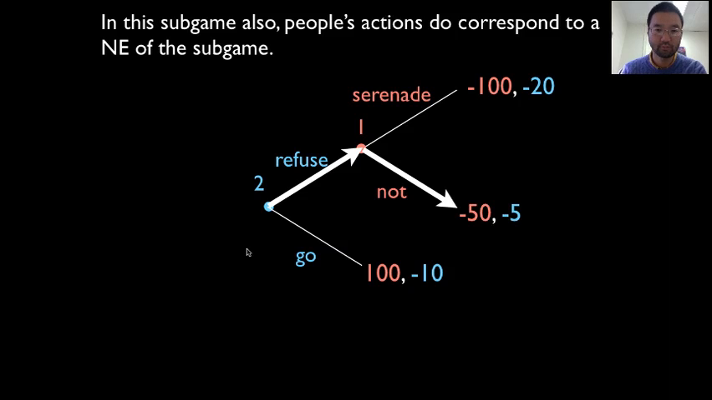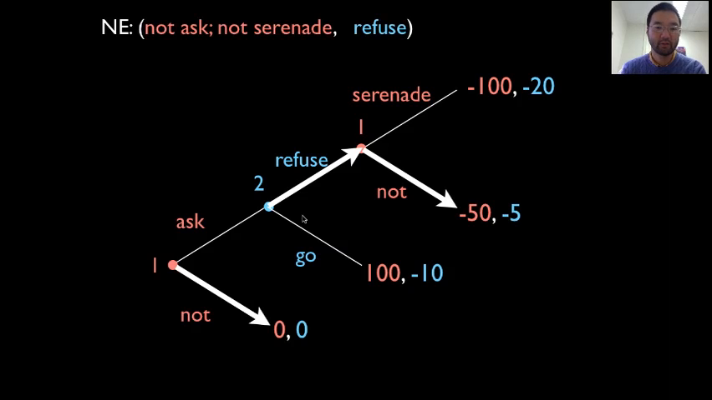Okay. All right, then finally, if we do the whole game itself, then we can check similarly that 1 playing 0 is the best response, right? 1 is getting 0 by playing not. If 1 were to ask, 2 would refuse, and then 1 would play down here, so we get minus 50. So by 1 playing not, this 0 is better than minus 50, so 1's playing a best response.